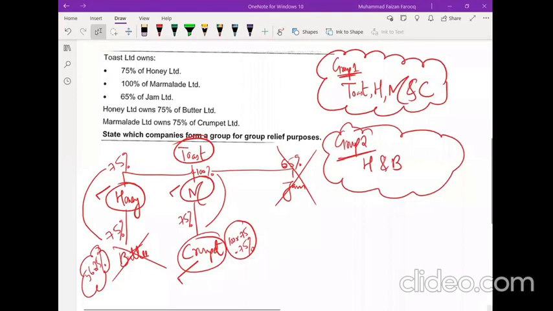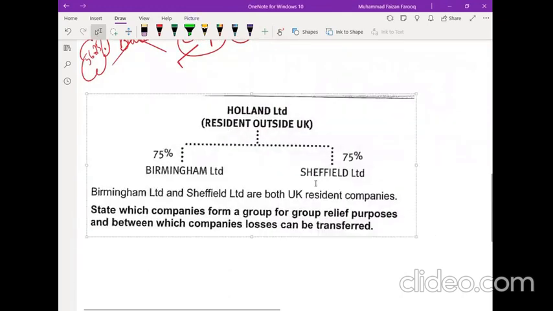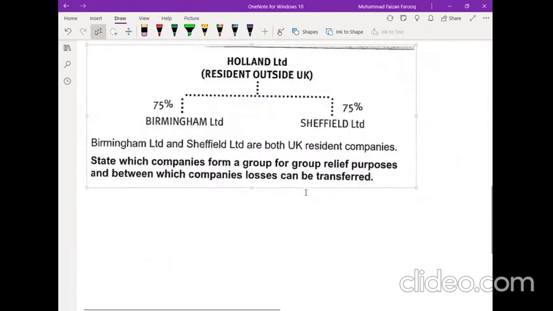Now what we learned is how we can form a group. But there is a small question: for the creation of a group, is it necessary for the companies to be resident in the UK? The answer is no. Companies can form a group whether they are in the UK or not. If you see this example I am sharing now, this one is Holland Limited. See, it's written Holland Limited, resident outside the UK.